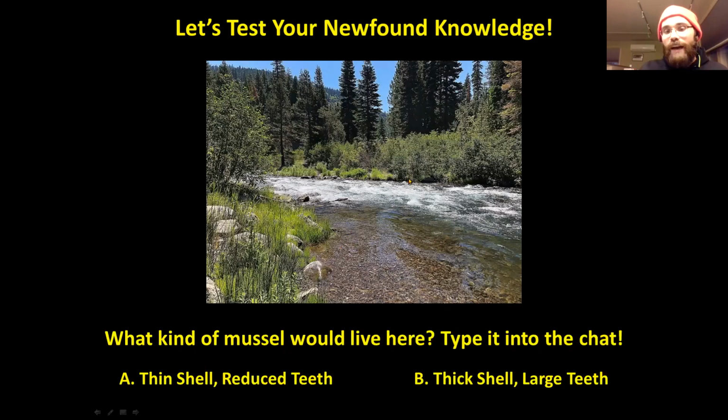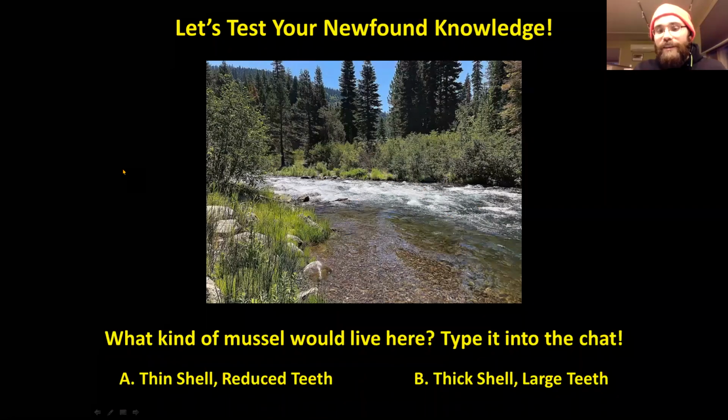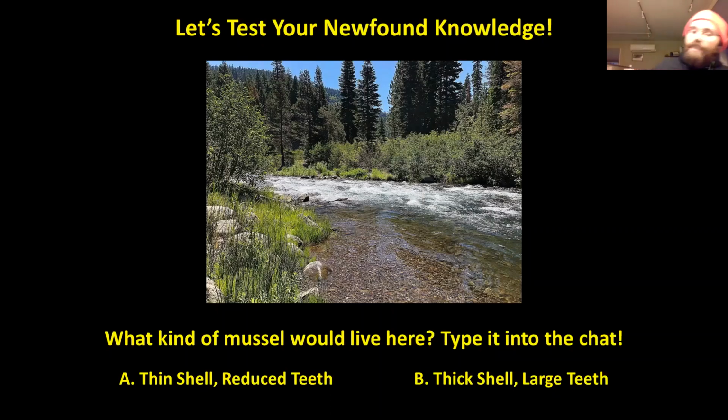So you can see we've got a river system, got quite a bit of rapids going on, and there's some big rocks that are in there. So is this mussel going to have a thin shell with reduced teeth or a thick shell with large teeth? Okay, people are saying the thick shell. They're saying B. They are correct. So that nice thick shell is going to help protect the mussel from those fast water currents as well as falling rocks, and the large teeth help keep the shell shut in those conditions.